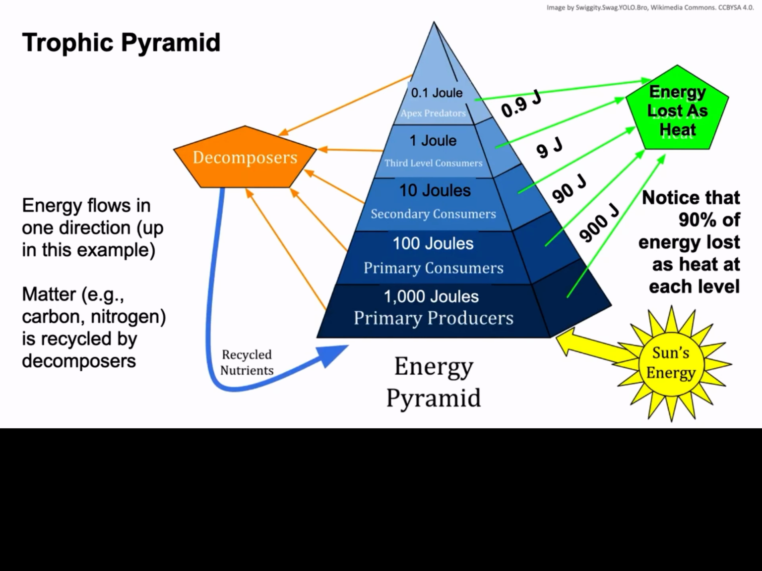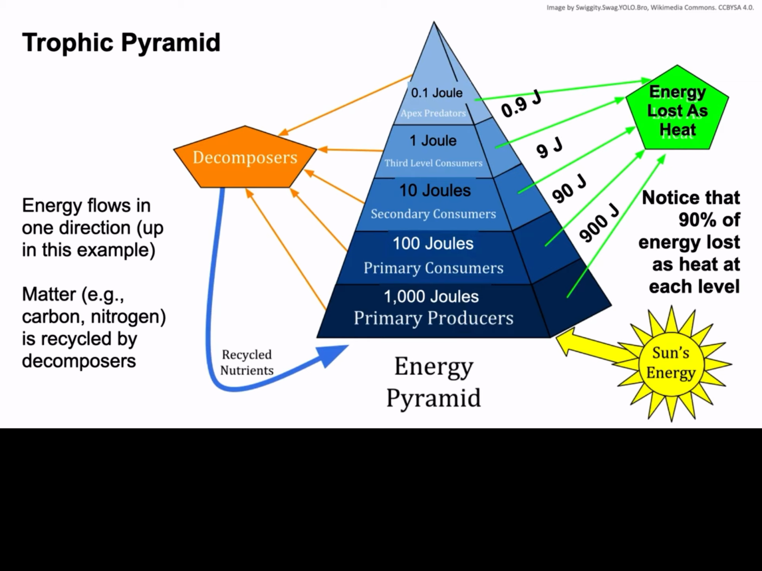Let's look at the trophic pyramid one more time. Here we can see all the energy transfer events that are taking place within an ecosystem. First, we see our sun's energy being captured by primary producers, plants, for example. Plants use photosynthesis to convert the energy contained in sunlight to chemical energy in the form of sugars.